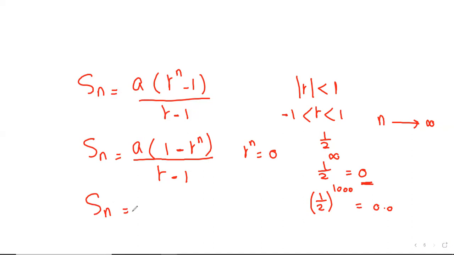So Sn equals A multiplied by 1 minus 0 over 1 minus R. Here it's 1 minus R. 1 minus 0, so multiply, it will be A at the top, and at the bottom it's 1 minus R. So S infinity equals A over 1 minus R.